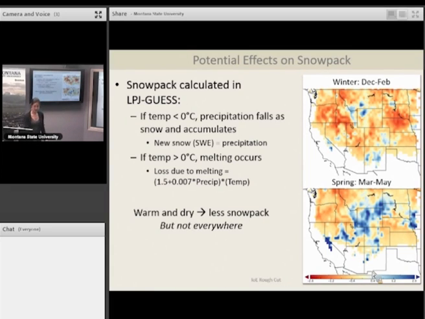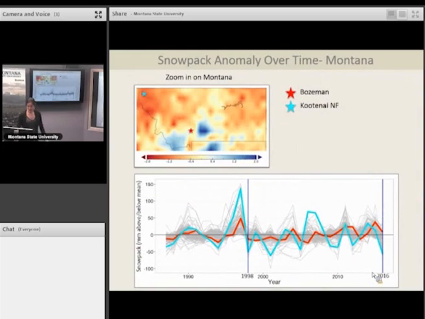So here I'm taking data just from the state of Montana, and these lines represent each grid cell in Montana, looking at snowpack variability, so how different it is from the mean in each year over time. And I just highlighted two locations for the sake of being able to distinguish some of these lines. I did Bozeman here and then a spot in the middle of the Kootenai National Forest. And you can see that in these El Nino years, marked by the blue lines, there's still quite a lot of variability within the state of Montana.